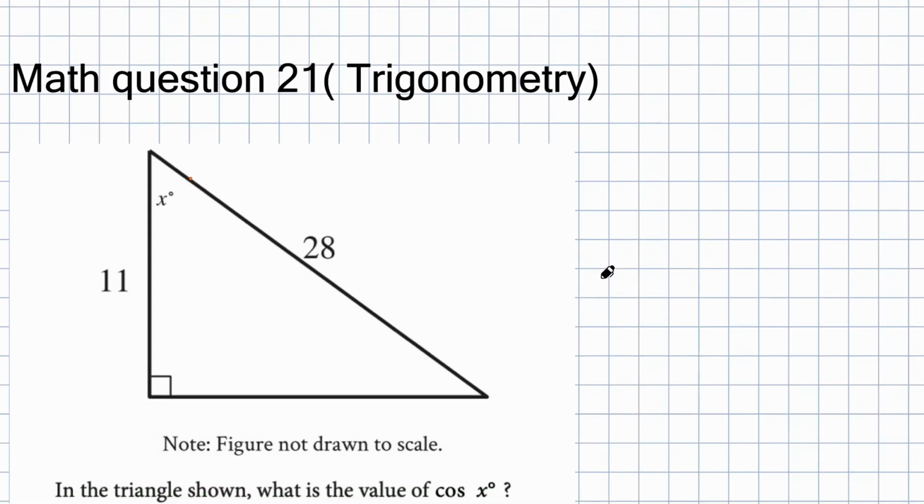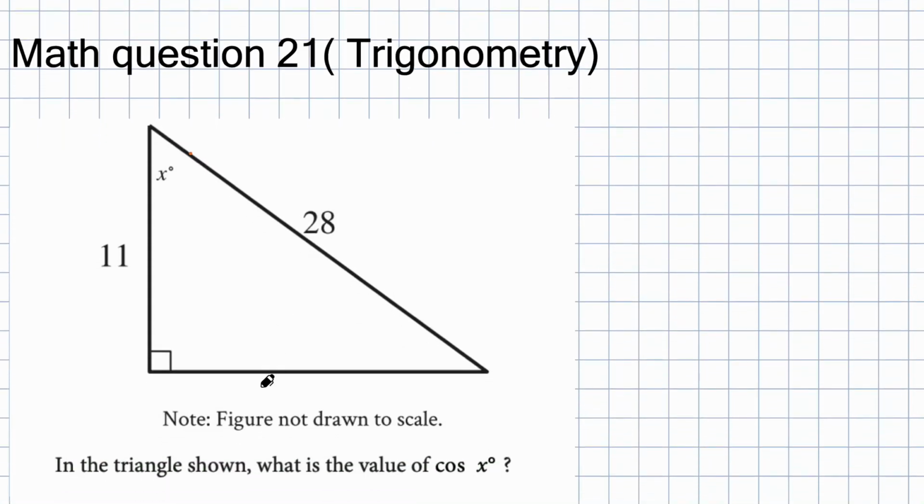Okay, question number 21 is from trigonometry. In the triangle below, what is the value of cos of x degrees? So here is our angle, x degrees. Now first, before answering this question, let's understand the concept.